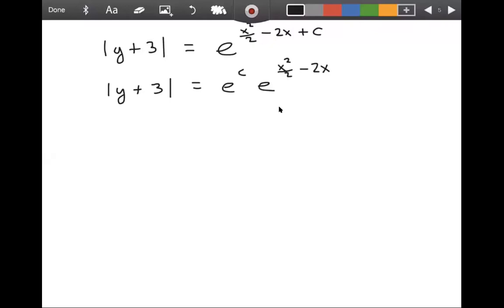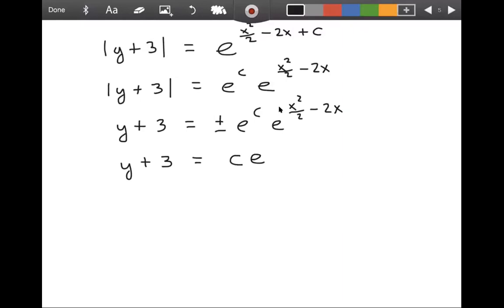If the absolute value of y plus 3 is equal to, let's just call it that thing, then y plus 3 has to be the plus or minus of that thing. And what is plus or minus e to the c? It's just another c. So notice I'm being kind of unofficial this time. I'm just reusing the letter c. All right, it does represent a different number, but that doesn't matter because c can be any real number, right?